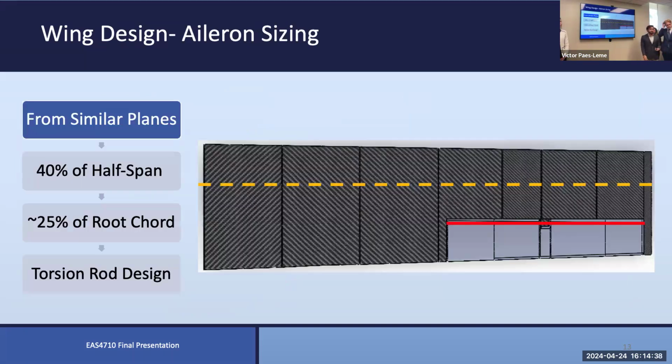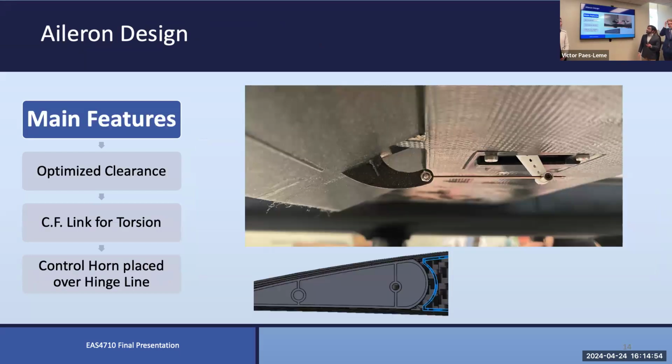For aileron sizing, we focus on aircraft of similar size and similar flight characteristics. So we went with 40% of the half span as shown here, 25% of the root chord, and we also use the torsion rod design. So the entirety of the aileron is going around a metal rod essentially that is placed within the wing.